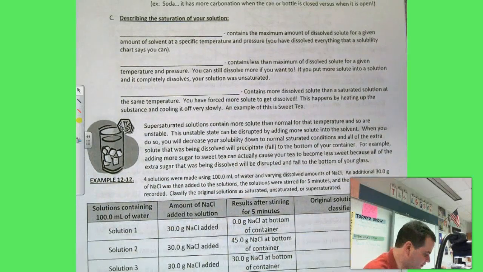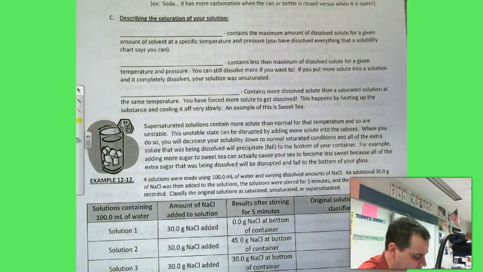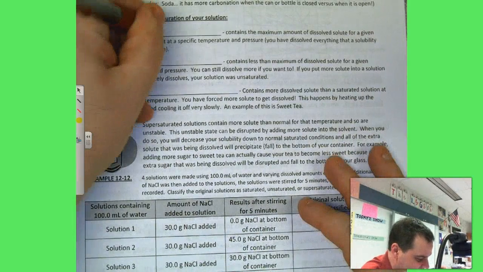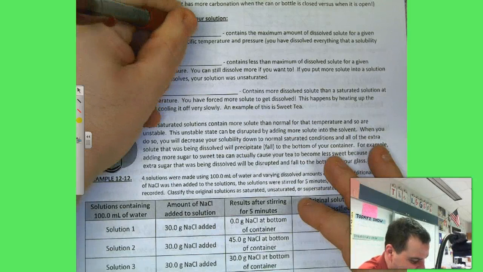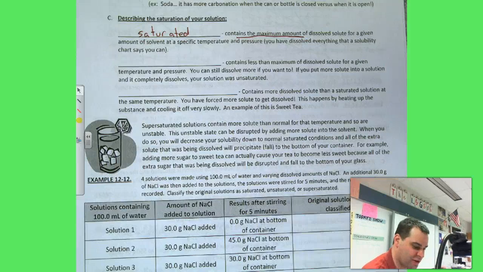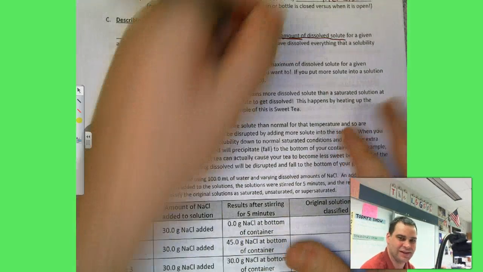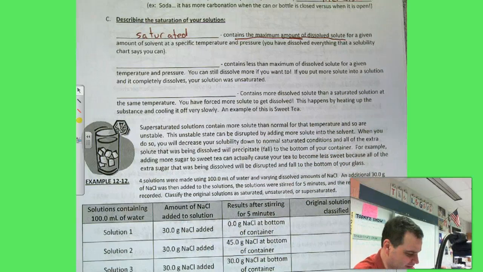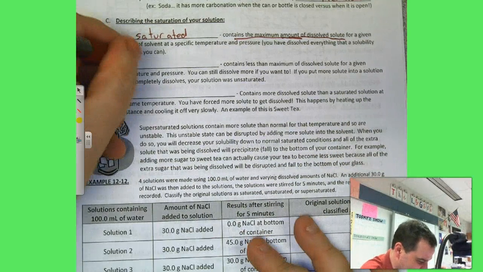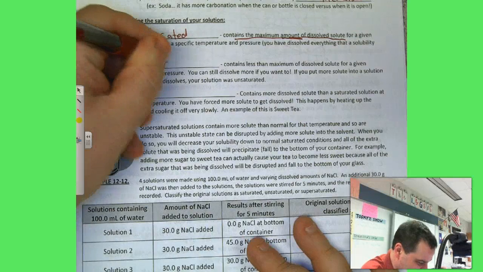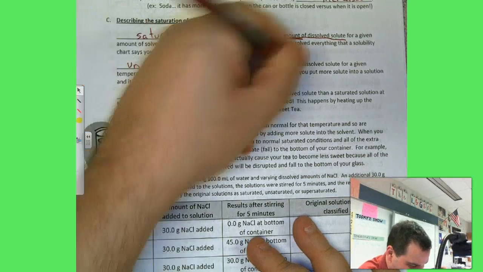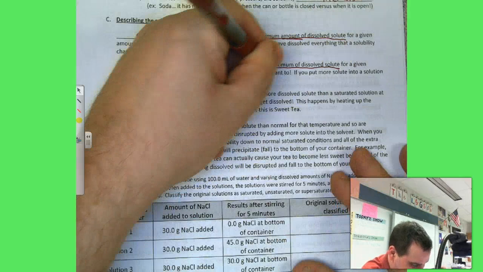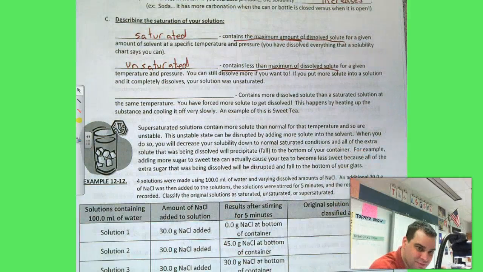Describing the saturation of your solution. Okay. First of all, there is saturated. This contains the maximum amount of dissolved solute. Then there is unsaturated. This contains less of the maximum dissolved solute. I think of underground, so that's why I think it's less, because underground is less.